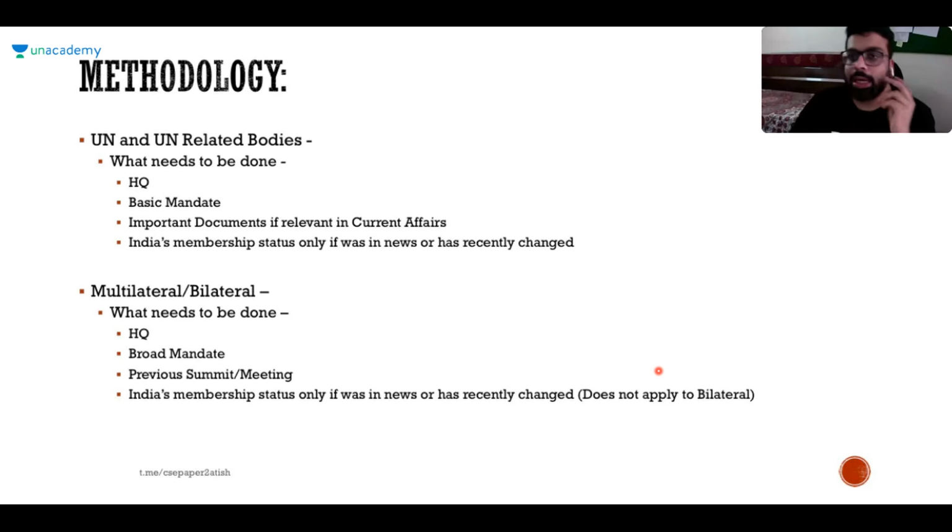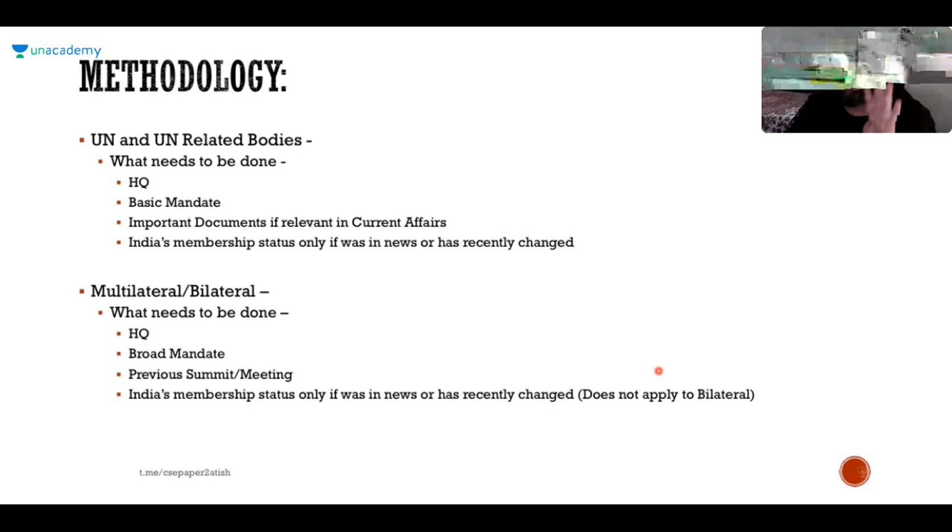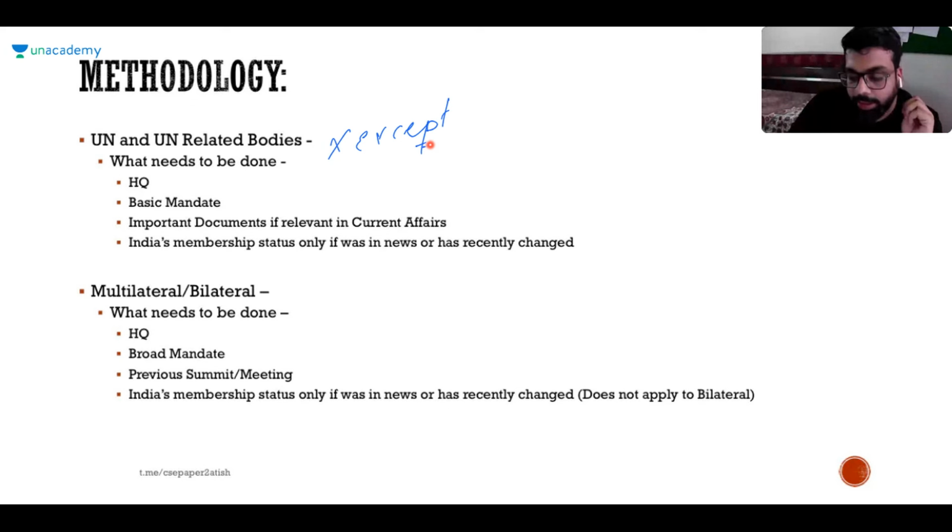There are largely two classes of questions on international relations which are asked. The first are UN and UN related bodies. So, with respect to UN and UN related bodies, there are four things that have to be done, and everything except these four things can fully be ignored.